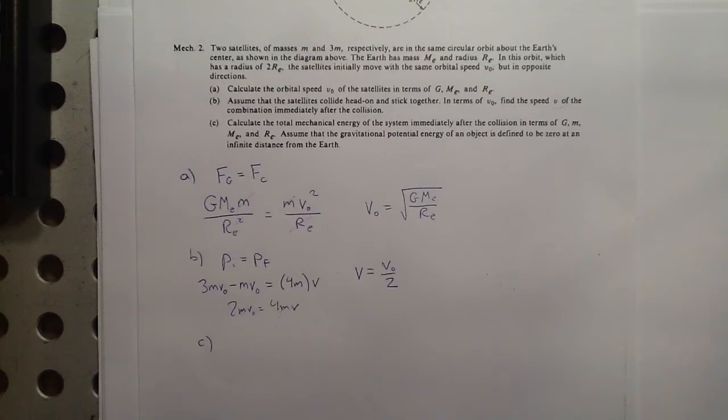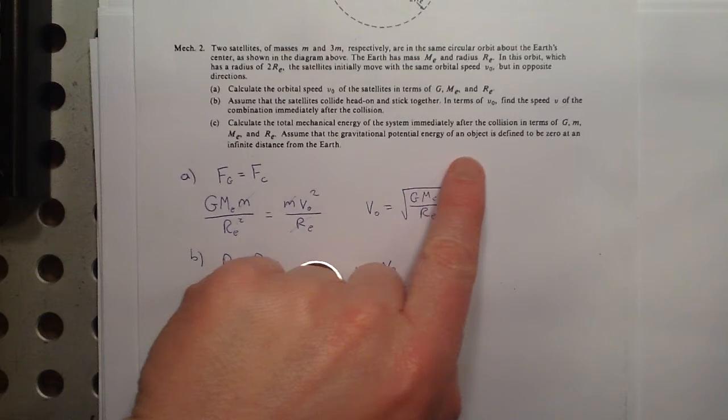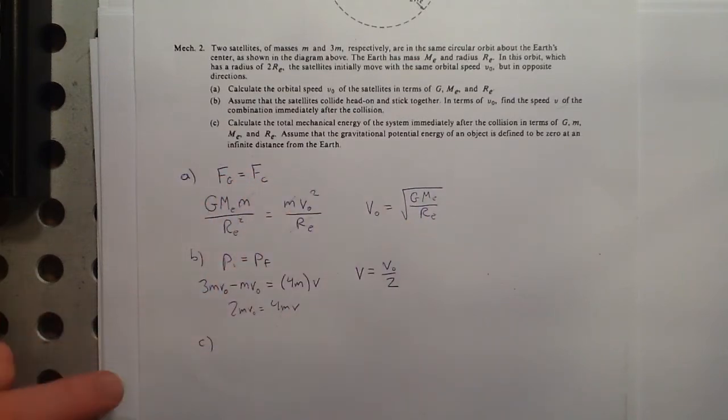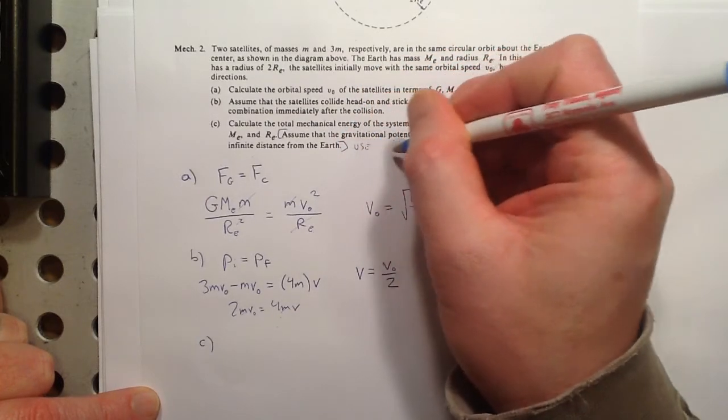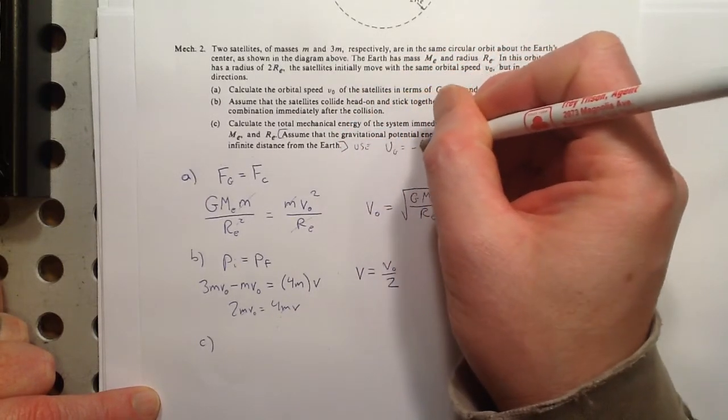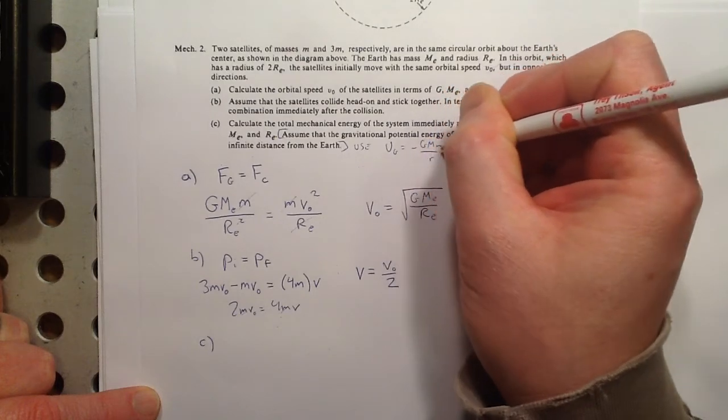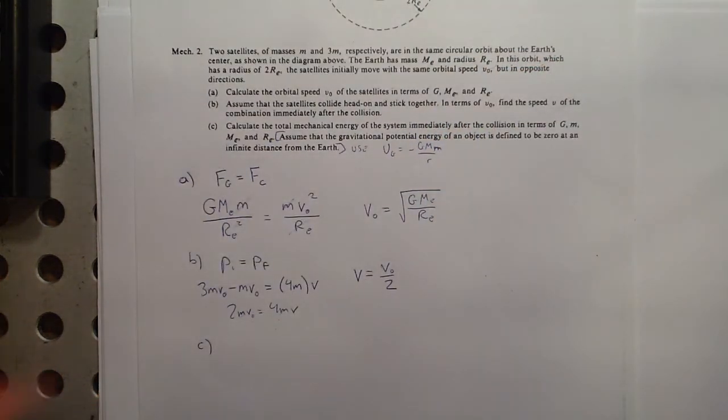Then calculate the total mechanical energy of the system immediately after the collision in terms of G, M_E, and R_E. And assume that the gravitational potential energy of an object is defined to be 0 at an infinite distance from Earth. All that means is that I can use this. They're just covering their bases there. That just means that it's equal to negative GMm over r. That was the same assumption that we used to derive that. And this is on the equation sheet, so I don't have to do any calculus to derive that. I can just drop that.